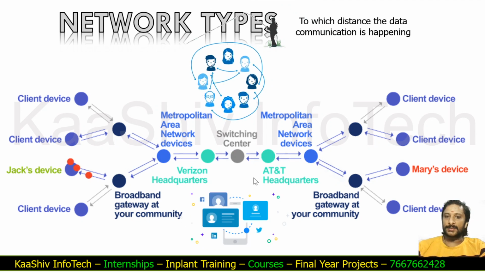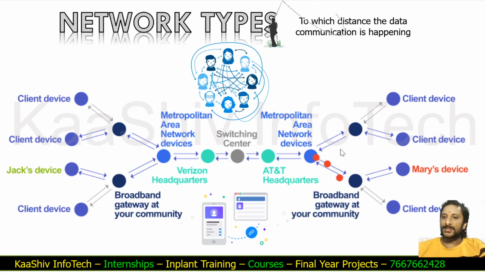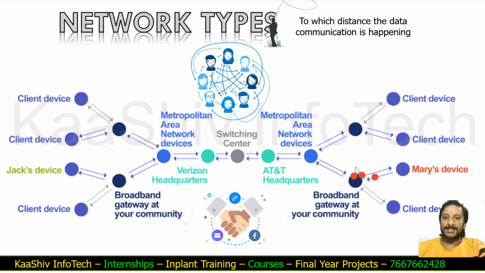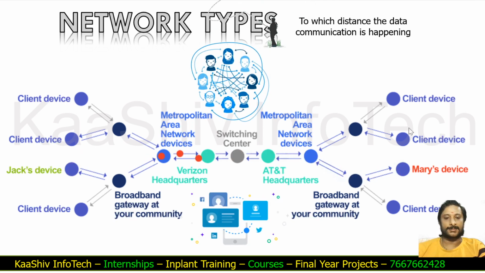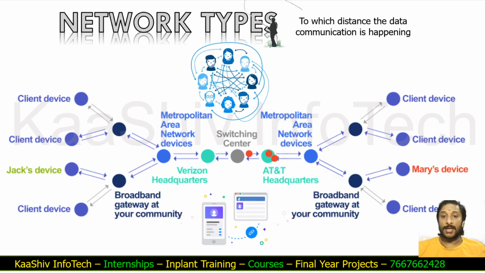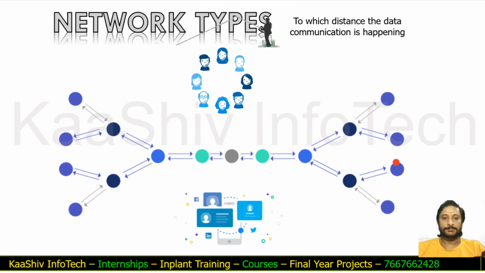So the switching centers are there, and it will reach the destination. And my friend is talking to me. Jack and Mary are talking. So these people are in different places, different cities, and they are communicating. So this is how the communication is happening.